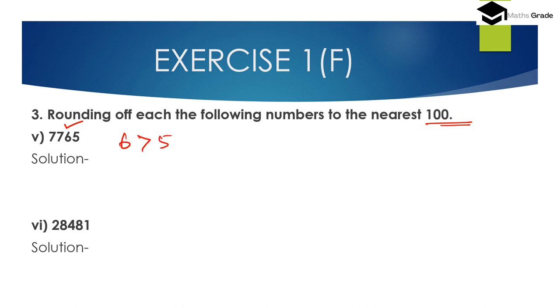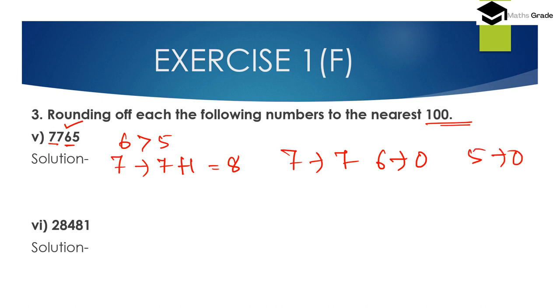So you have to add 1 to the 100s place digit. Here the 100s place digit is 7, so this 100s place digit 7 changes to 7 plus 1, that is 8. And write down the 1000s place digit as it is, that is 7. And this tens place digit 6 changes to 0, and the unit place digit 5 changes to 0.